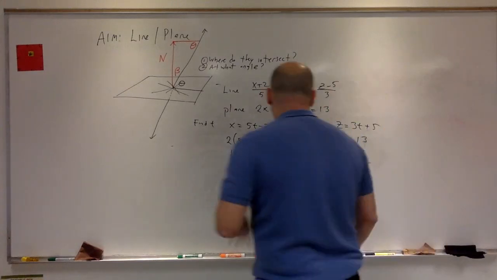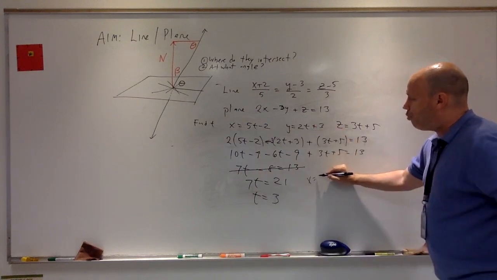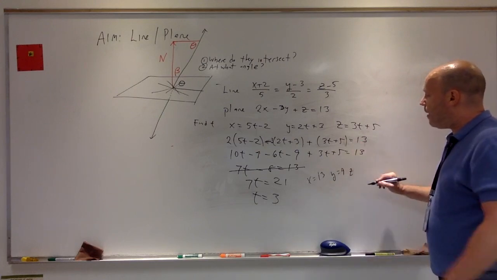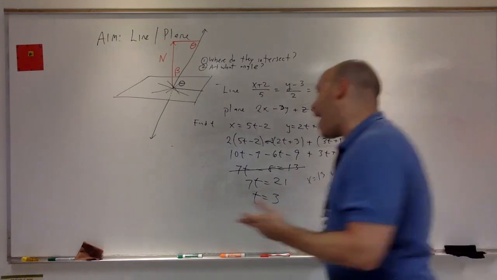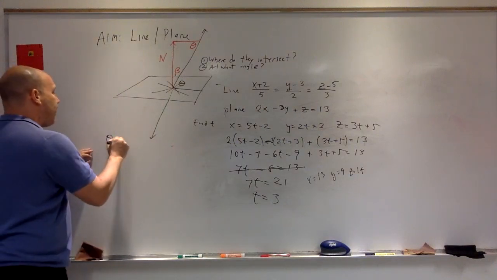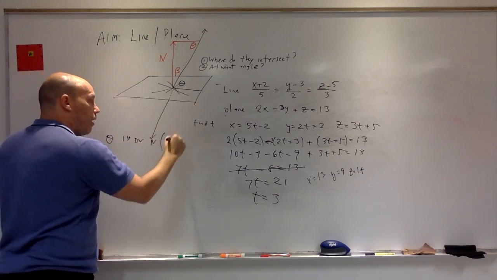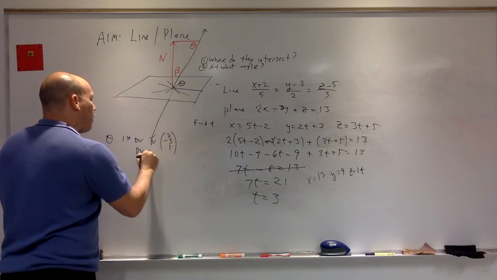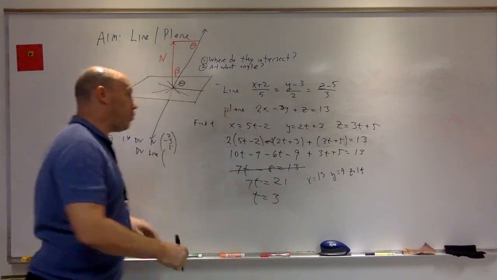Let's move on. T equals 3. So that means x is equal to 13, y is equal to 9, and z is equal to 14. Nice. Now let's find the angle between the two lines. This is very straightforward. To find the angle, first find the direction vector of the normal, which is what? It's 2, negative 3, 1. And the direction vector of the line, that's the numbers in the denominator, 5, 2, 3.